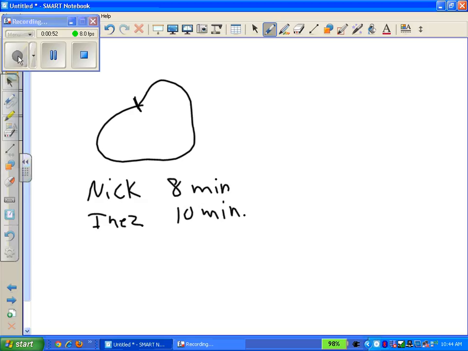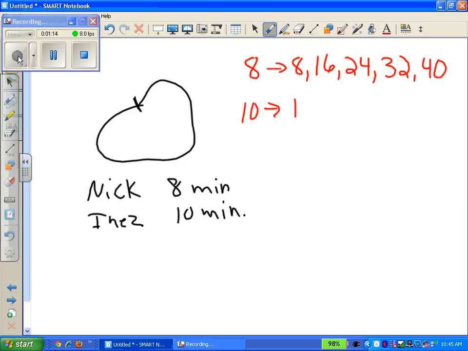I'm just going to solve this problem by using multiples of 8. Well, in this case, just finding the list of multiples. So I'm going to start with Nick's 8-minute mile. So you would have 8, 16, 24, 32, 40. And Inez runs a 10-minute mile, so that would be 10, 20, 30, 40.